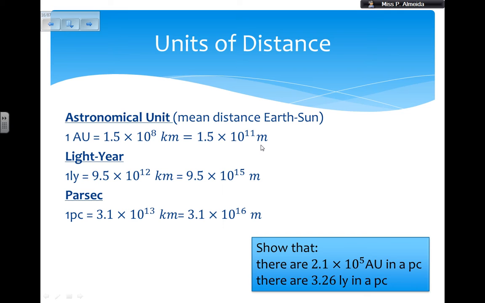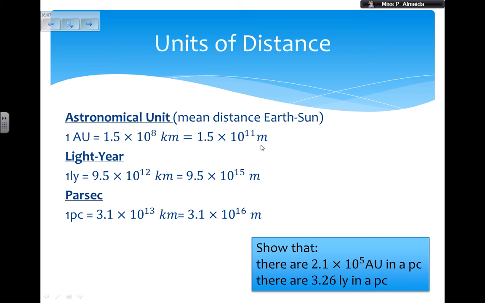So we use astronomical units quite a lot when we're talking about the solar system. So I can say that a certain planet is 5 astronomical units away, and this will give me an idea that it is 5 times farther from us than the distance from the Sun to the Earth, okay? So it's quite useful to use this.